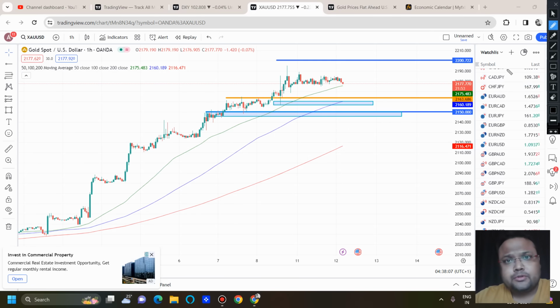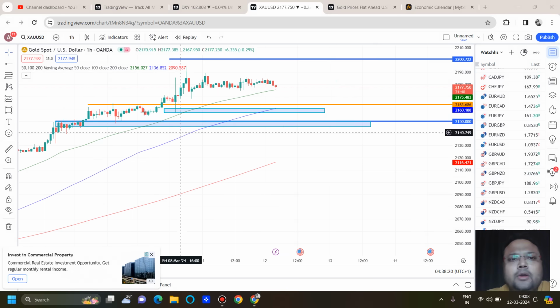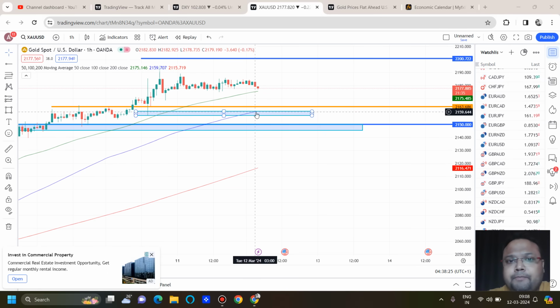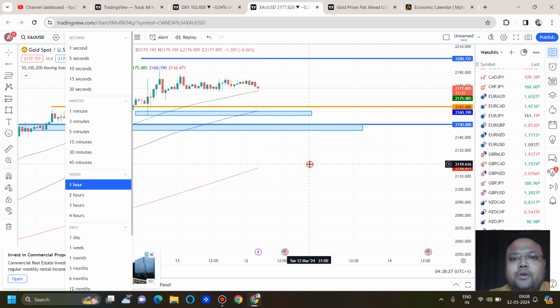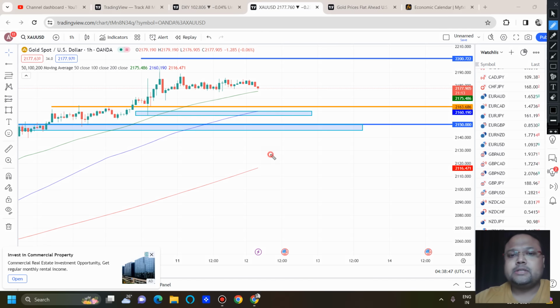And before news, and during the Asian session and European session, you can look for a buy around 2163. This is not the exact number. Why around 2163? Because you can see we have the previous resistance working as support and the 100 moving average coming up. So 2163 is another level where you can look for a buy, because 2150, 2145 is far away. And in case the 2163, 2162 level fails, you have immediate support around 2160, 2156 as well.